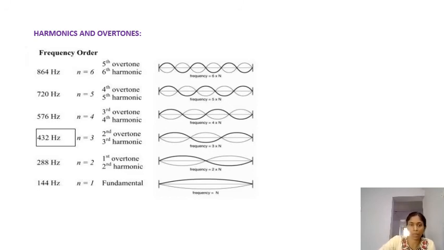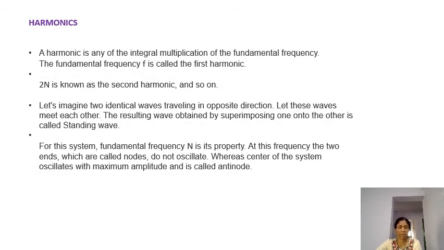From the figure, consider the frequency as capital N. Don't confuse it with the earlier notation. So the fundamental frequency is taken as N, the second frequency as 2N, the third frequency as 3N, and 4N, 5N, 6N. Here the fundamental frequency is 144 Hz, then double, 288, 432, 576, likewise.